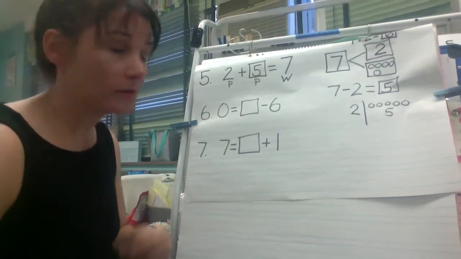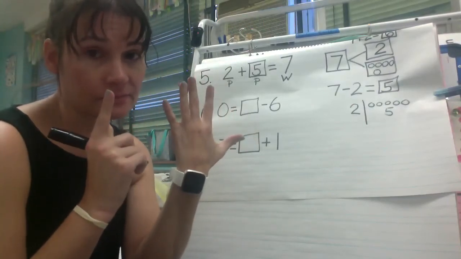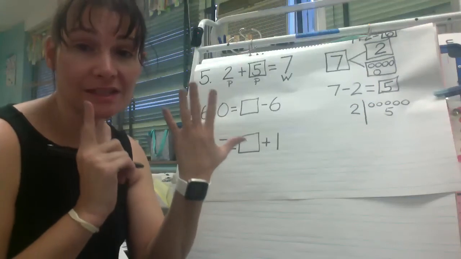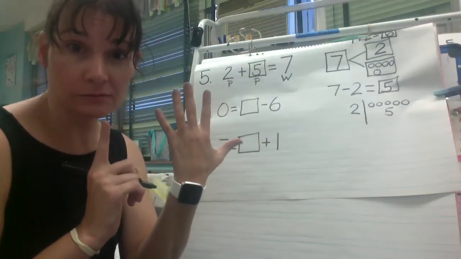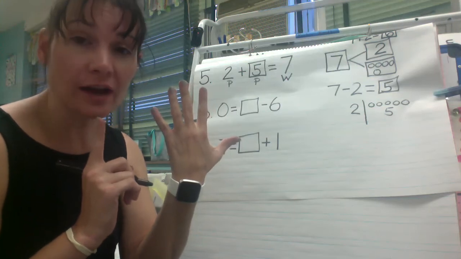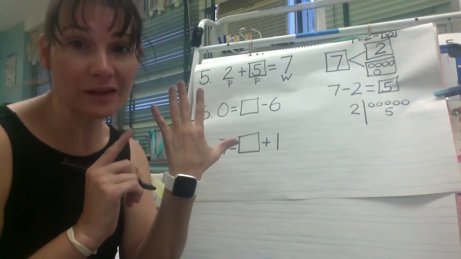Let's think about that. If I have 6, how many will I have to take away to get to 0? Try it out. See what you come up with. Press pause, and when you're ready, hit play.